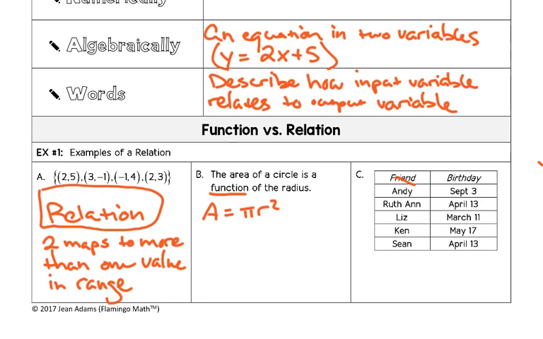So what is my domain? My domain is going to be my r, my radius, right? And my range is going to be my output values, what I get when I plug in my r, I get my area.